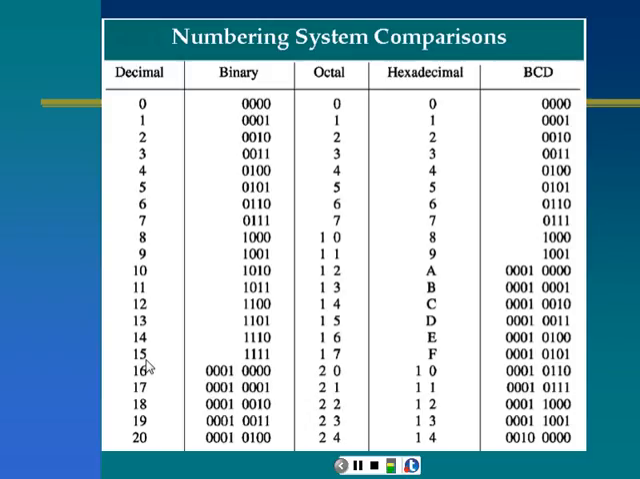But no, there's not a chart with every one of them on there like mine.